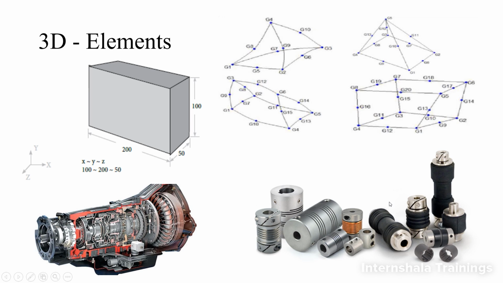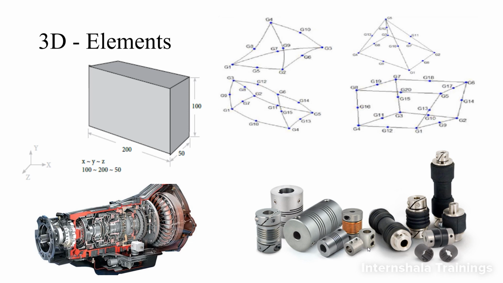Then coming to 3D elements, when all the dimensions of this particular body are comparable, then we will be using 3D elements. See, these are the different shapes of the 3D elements available. And some examples of 3D element modeling include transmission systems, coupling systems, and other sorts of systems. As I mentioned earlier also, if there is a possibility of simplification, we are going to simplify 3D objects into either 2D or 1D, and only then perform the analysis.